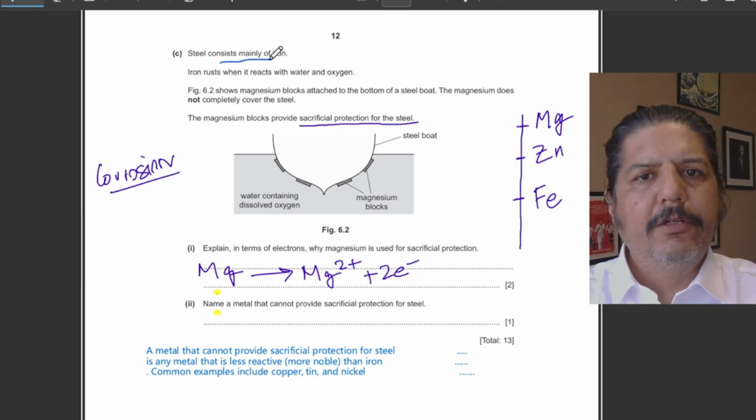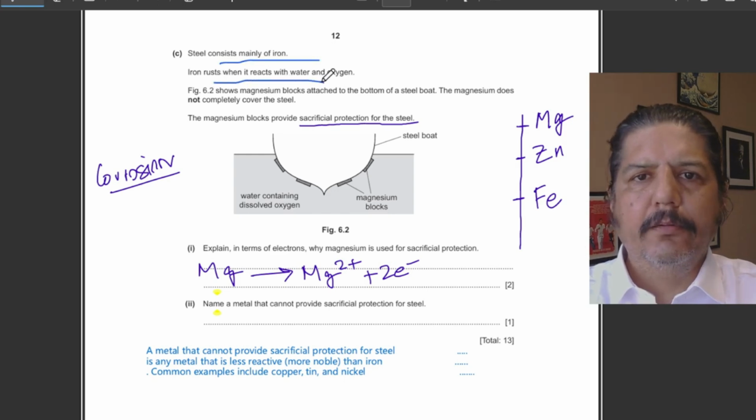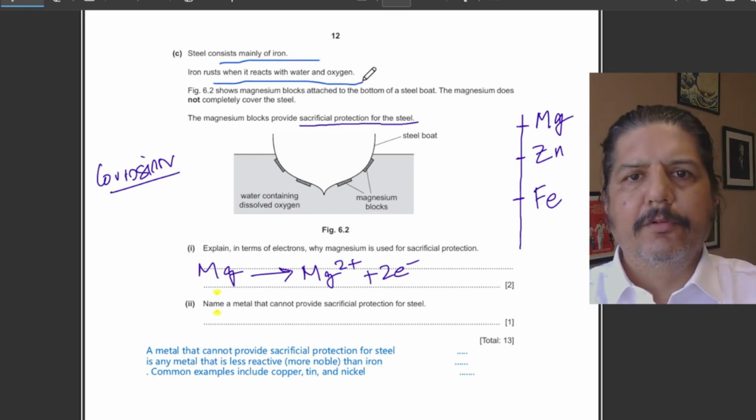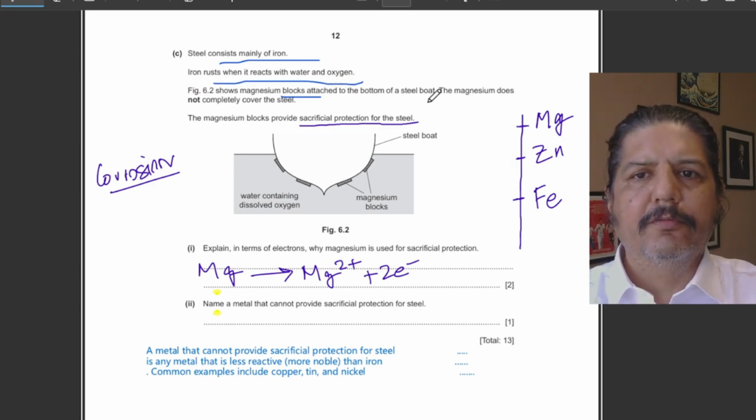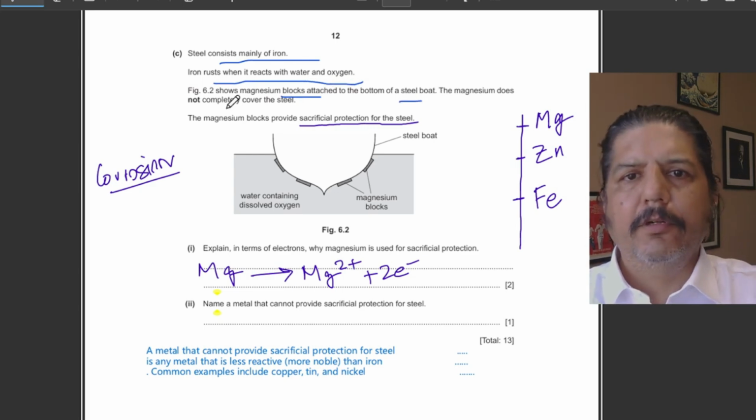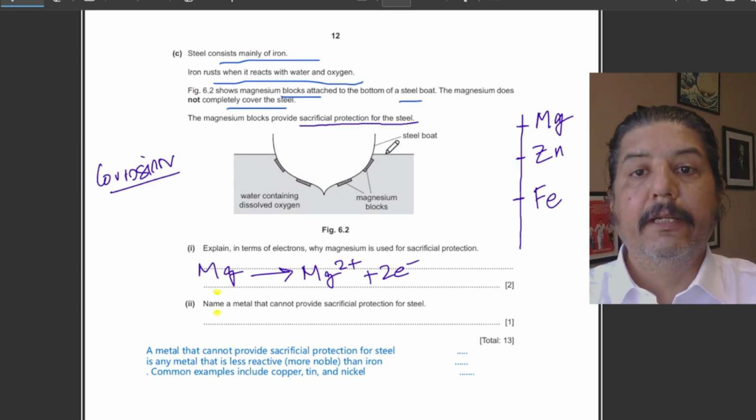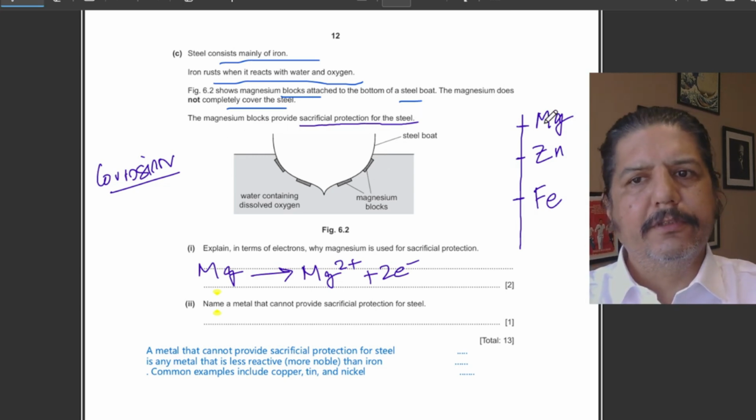So steel consists mainly of iron. Okay, iron rusts when it reacts with water and oxygen. Absolutely. It shows a magnesium block attached to the bottom of a steel boat. Okay, magnesium does not completely cover the steel. Yes, it doesn't completely cover the steel. Yes, magnesium blocks provide sacrificial protection for the steel, correct?